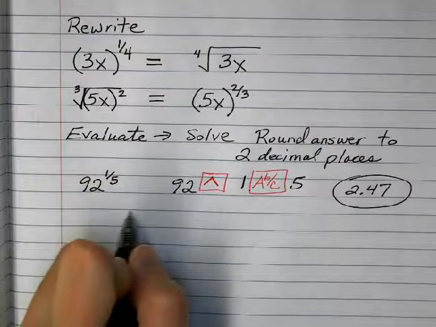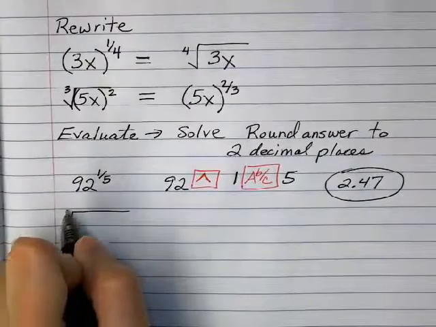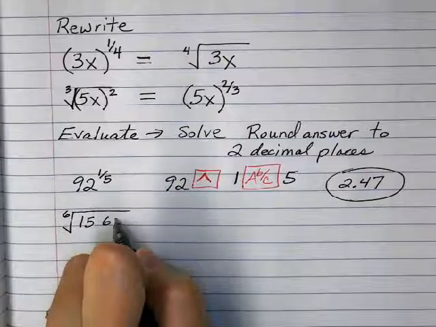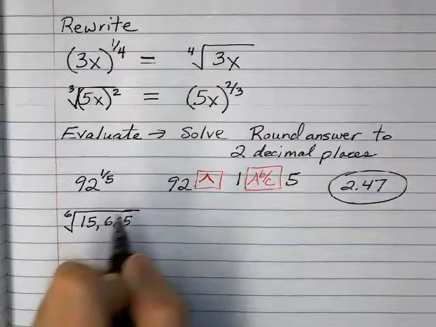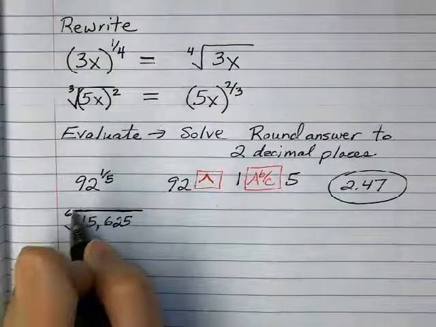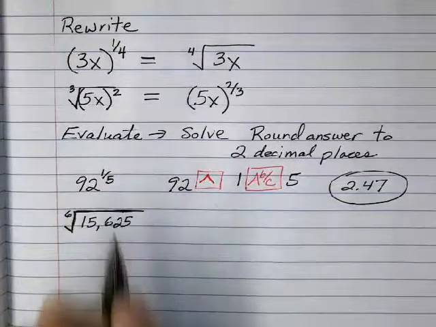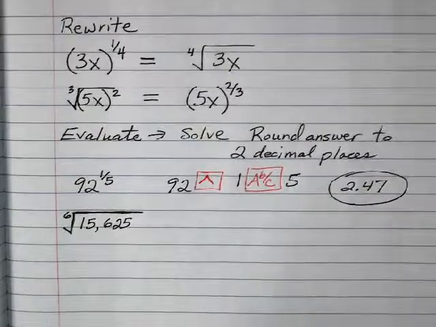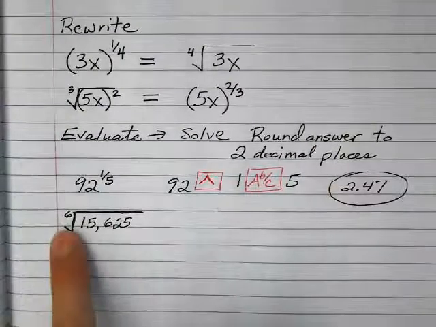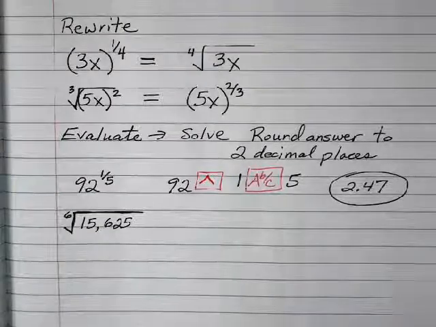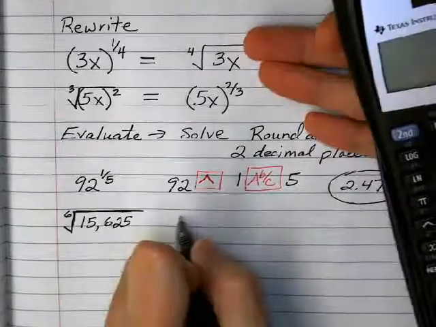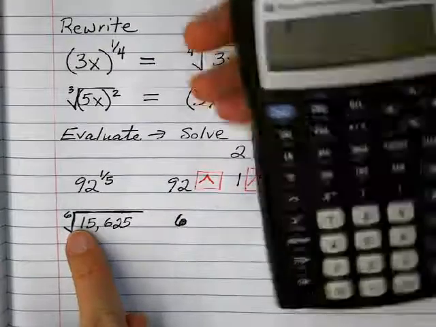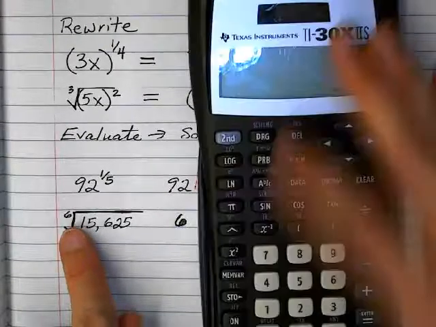Let's try, how do you type in this? I'll put in 15,625, and I put a 6 in front of the root. That's called the sixth root. There's a key on the calculator to do these different roots. It's not a square root, it's a sixth root. So you're going to type in the number 6. I'll try to help you with the calculator keys.